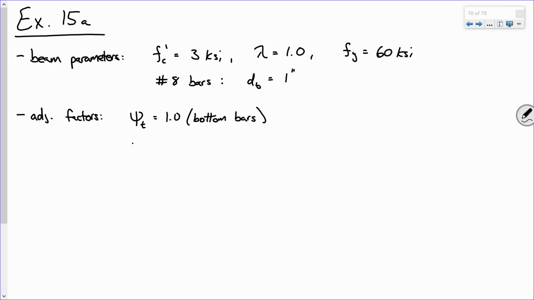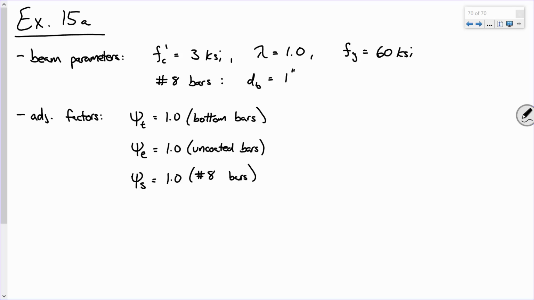Okay? Now, what is psi sub e for this beam going to be? 1. Why? They're not coated. Exactly. So 1.0 and then uncoated bars. All right? Now, what about psi sub s? Psi sub s is the size factor. What is psi sub s going to be? 1, because they are bigger than number 6s, right? So we'll say 1.0, and that is because they are number 8 bars.